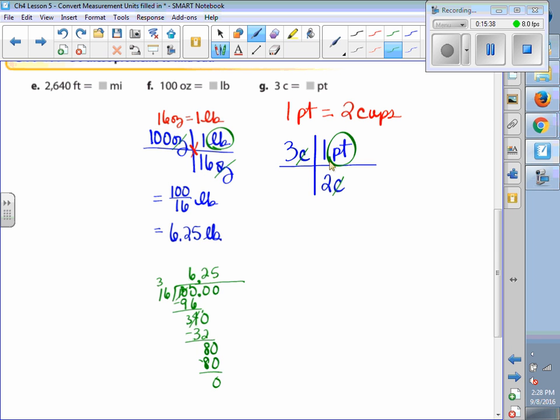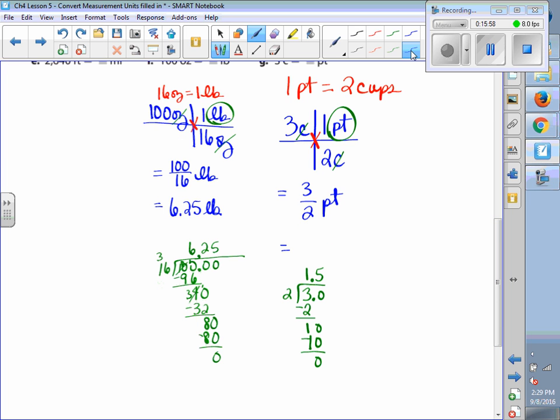And then this becomes a multiplication problem. So when we multiply straight across, we're going to end up with 3 over 2 pints. And then we're going to do that division. So our final answer is going to be 1 5/10 pints.